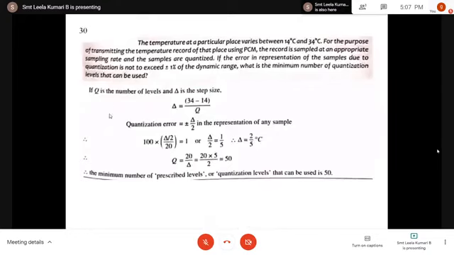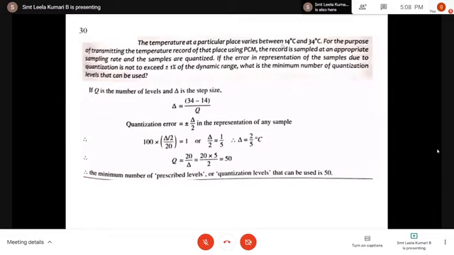The temperature at a particular place varies between 14 degrees centigrade and 34 degrees centigrade. For the purpose of transmitting the temperature record of that place using PCM, the record is sampled at an appropriate sampling rate and the samples are quantized. If the error in representation of the samples due to quantization is not to exceed plus or minus 1% of the dynamic range, what is the minimum number of quantization levels that can be used? So here we need to calculate the minimum number of quantization levels.